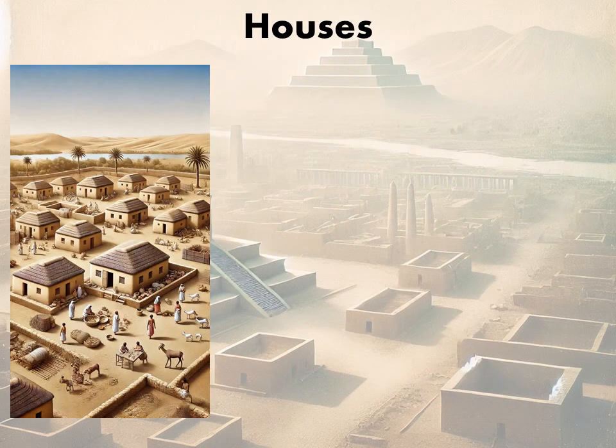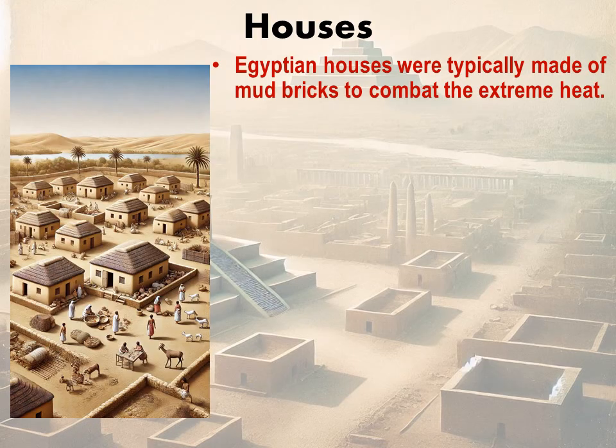Houses. Where did the people live in the Egyptian culture? Now we have come to know about pyramids or temples, but they were not the place where common people lived. Now, where was the place where common people stayed along with their family? Egyptian houses were typically made of mud bricks to combat the extreme heat. So it was very hot in Egypt, and so the houses had to be made with mud bricks.